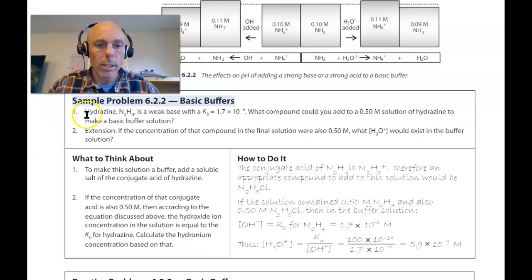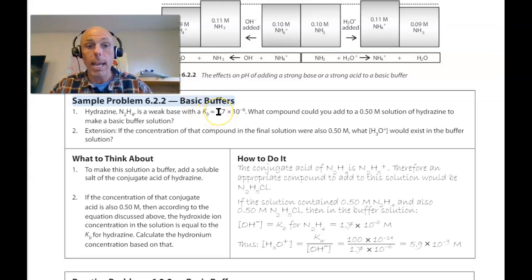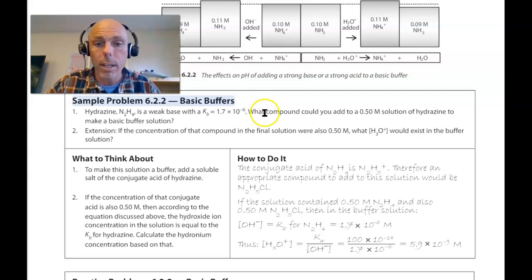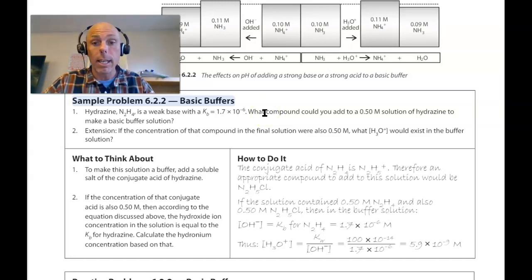All right, so number one says that hydrazine, N2H4, is a weak base with a Kb of 1.7 times 10 to the minus 6. Again, the reason why this buffer would be basic is that this Kb is greater than 10 to the minus 7. It's greater than the Ka of the conjugate acid. What could we add to 0.5 molar hydrazine to make a buffer solution? Well, we need to add its conjugate acid in a similar, if not an equal, concentration.